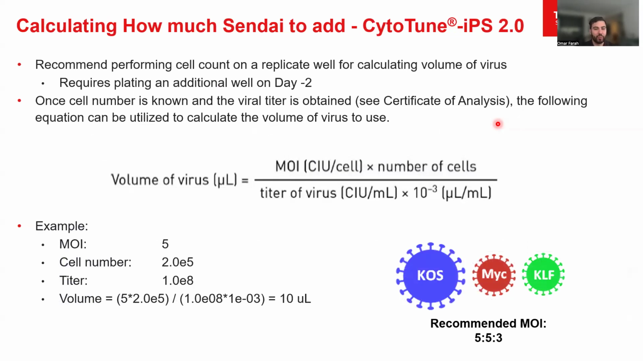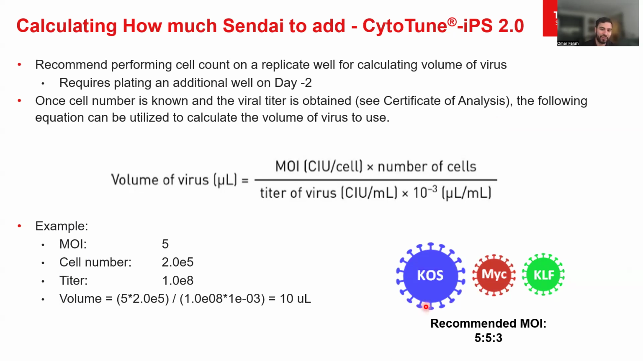But the one thing I really wanted to go over before is talking a little bit about the MOI, or multiplicity of infection, right? On day 0, I mentioned that we have to add our virus, right? Our viral particle. But we all know that the ratio of viral particles to the target cells is important, right?